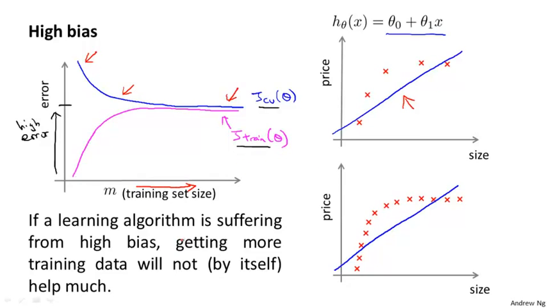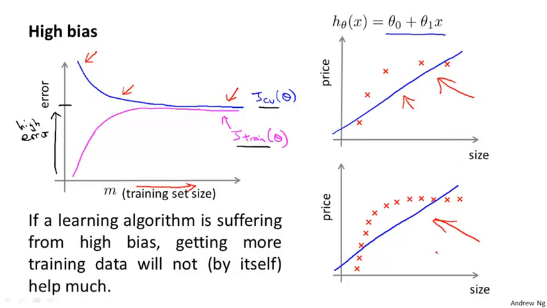It's basically flattened out. And so if a learning algorithm is already suffering from high bias, getting more training data by itself will actually not help that much. And as a concrete example, in the figure on the right, here we had only 5 training examples and we fit a certain straight line, and when we had a ton more training data, we still ended up with roughly the same straight line.